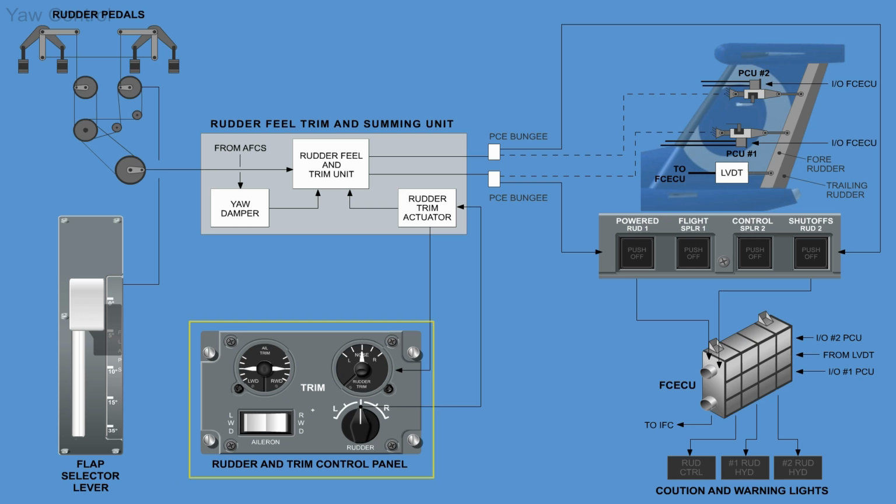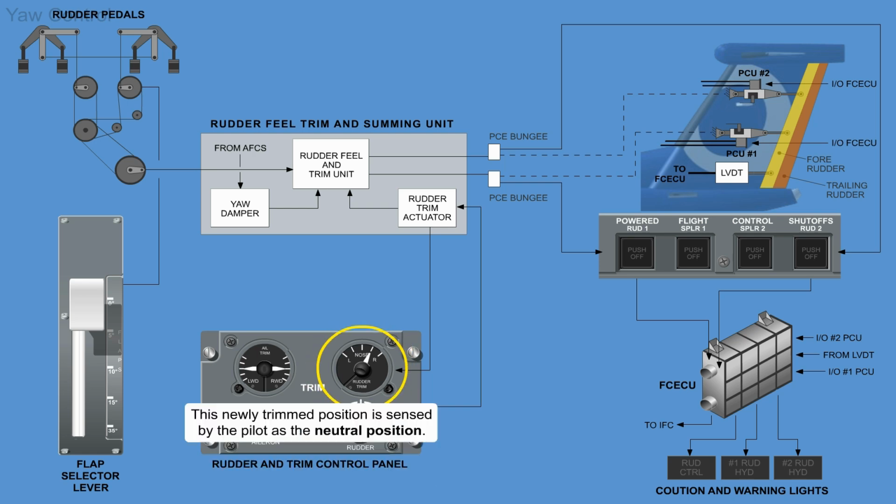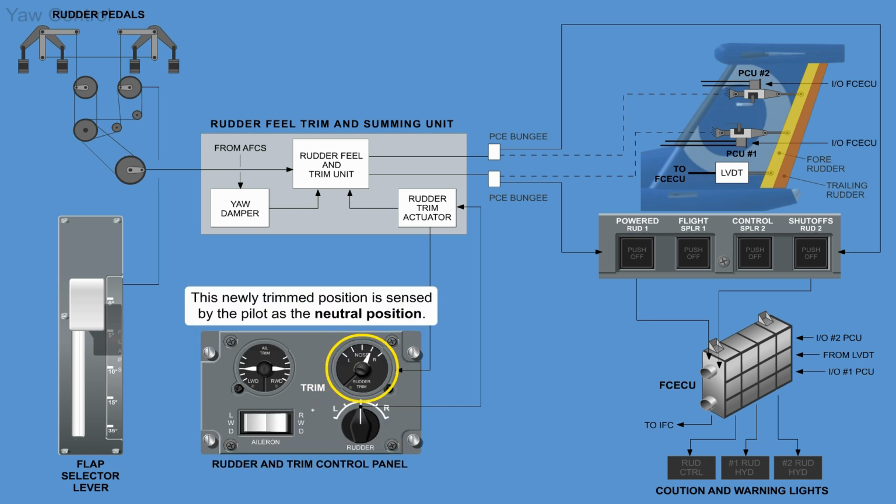Rudder trim is accomplished by a rudder trim control knob on the center console. Turning the knob operates an electrical trim actuator which supplies a trim signal to reposition the rudder neutral point of the feel unit, causing the rudder to move left or right. This newly trimmed position is sensed by the pilot as the neutral position.